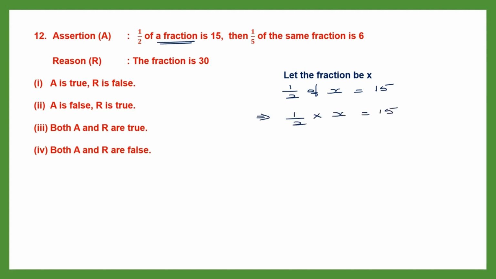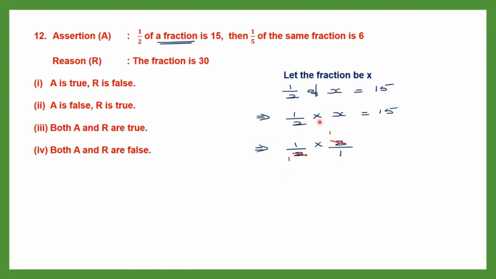Now we need to get rid of this fraction here because we want only the value of x. So how do we remove this 1 by 2? To remove 1 by 2, we have to multiply it by the reciprocal, 2 by 1. When we multiply it by the reciprocal, both get cancelled, isn't it? 2 ones are 2, 2 ones are 2. So we don't have anything left there other than 1.